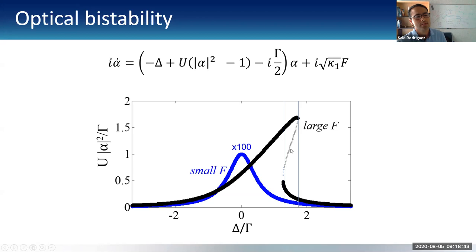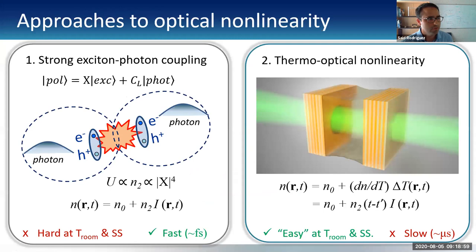So now you can see this bistable system is basically the optical analog of our double well potential, where the two steady states correspond to the minima of the potential. So now you can ask, okay, but where did you get this nonlinearity from, right? And there are, I think, two basic approaches that are widely explored and used in the field.